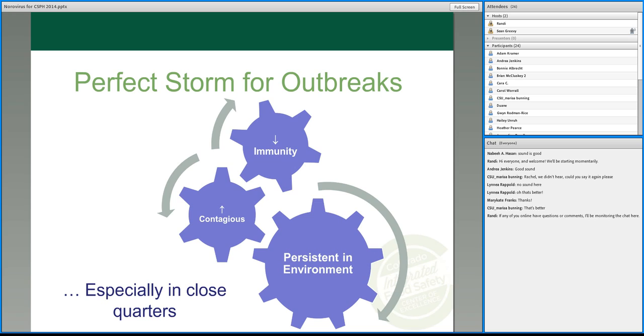All right, so now we've talked about how incredibly persistent norovirus is in the environment, how it's incredibly contagious, and how you unfortunately don't really get immunity to this. And this together is just the perfect storm for a norovirus outbreak. This is why norovirus outbreaks are so common, particularly when people are in close settings, such as on a cruise ship, in a nursing home, that sort of thing.